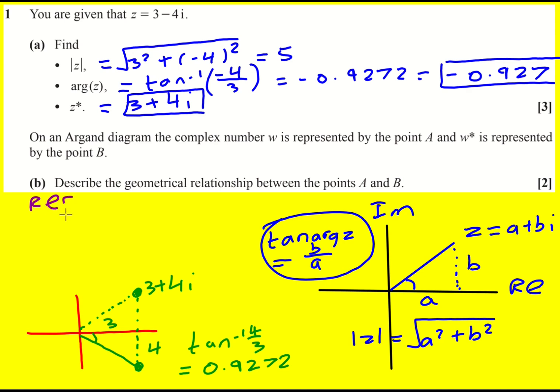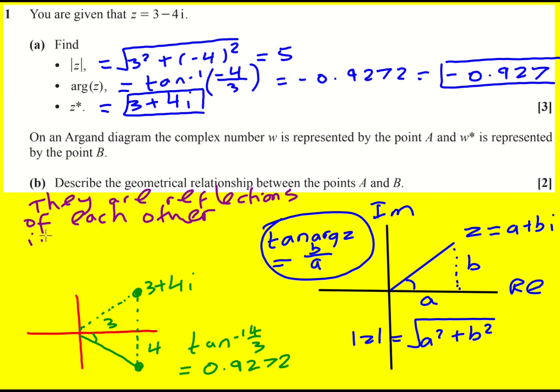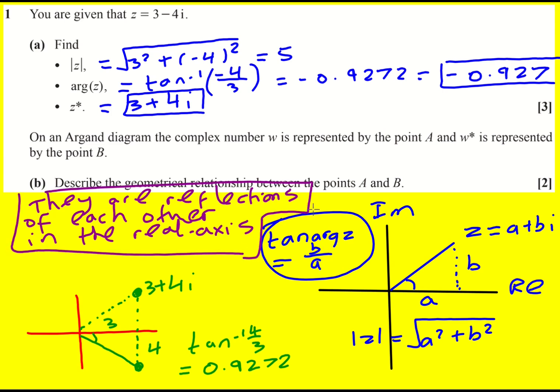Reflect. They are reflections of each other in the real axis. So I think 1 mark for reflections and then 1 mark for saying on the real axis.